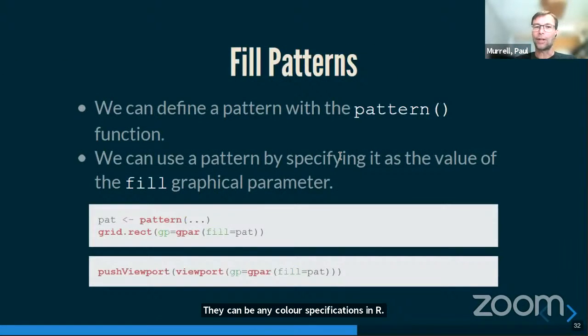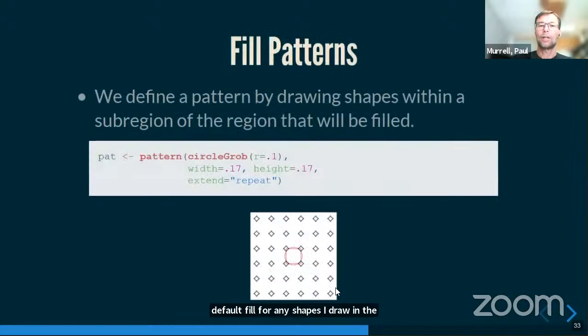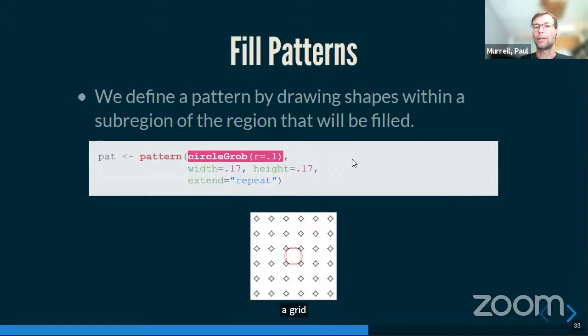Okay, pattern fills are slightly more exciting. Again, there's a function that defines the pattern fill, and then I just say that I want to fill things with that pattern, or set that pattern as the default fill for any shapes that I draw in a viewport. Now the fun thing is that the pattern I want to use is a grid grob. So it's basically I use grid to draw a shape, and then that becomes the pattern to fill something else with.